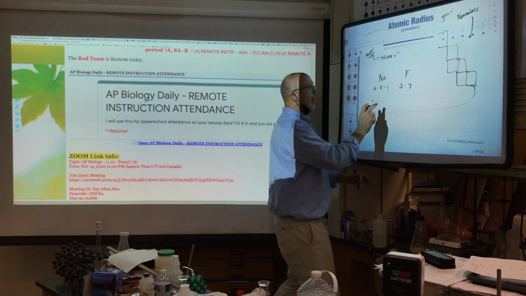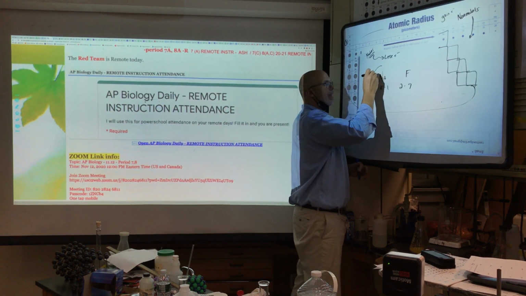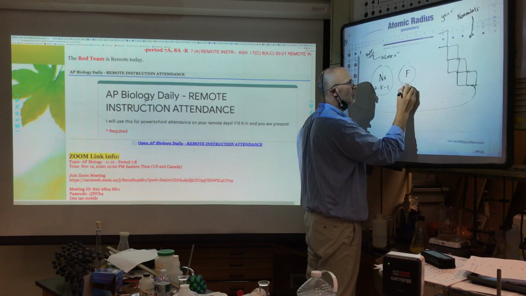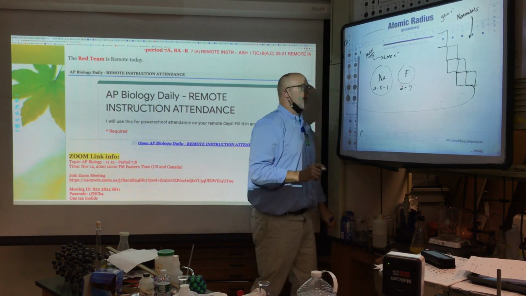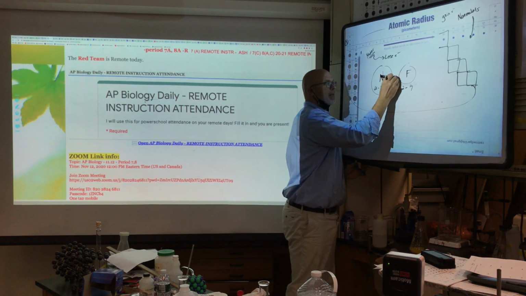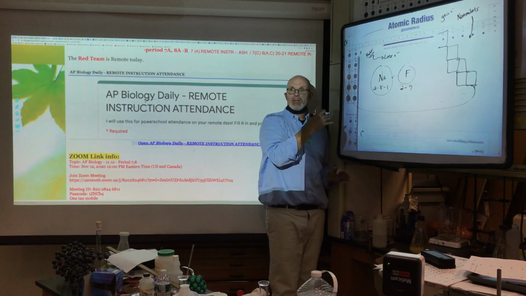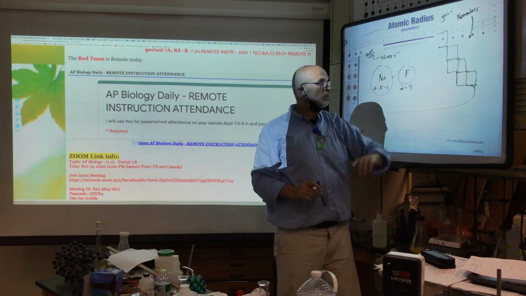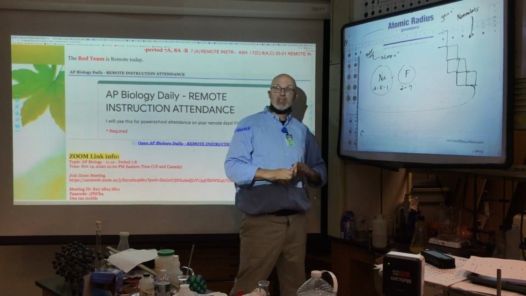Now, check it out. Sodium is a big atom. Fluorine, a smaller one. Now, this guy has an electron that's really farther away from the nucleus, easily lost. This one attracts electrons. How small it is. So what's going to happen is, this is exactly what happens.